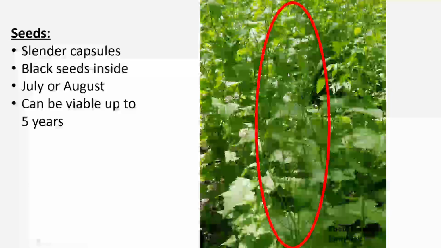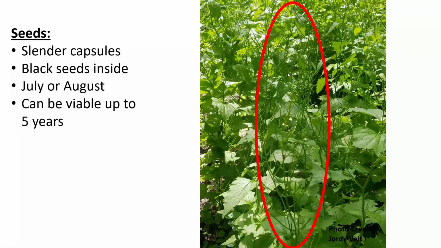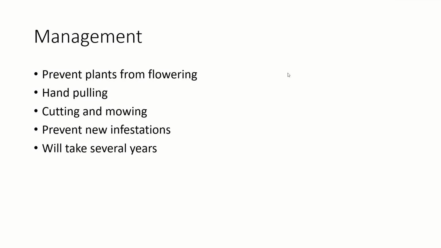July or August in our area is typically when this will happen. These seeds can also be viable in the soil for up to 5 years, so you can get a pretty big seed bank of these, which means the control and management of these can take quite a bit of time. It can take several years.